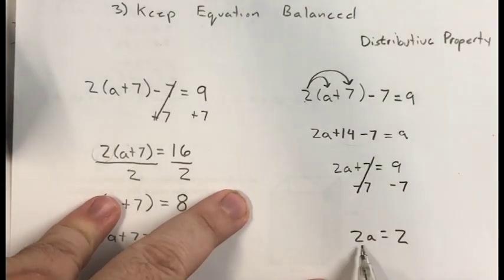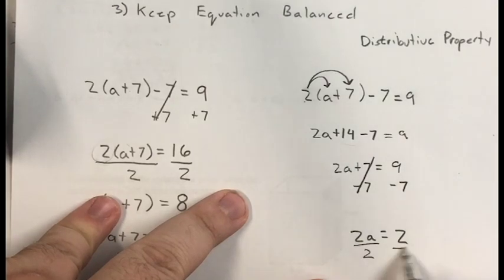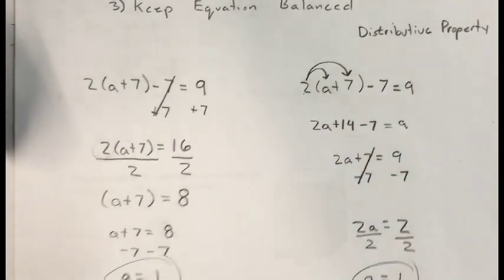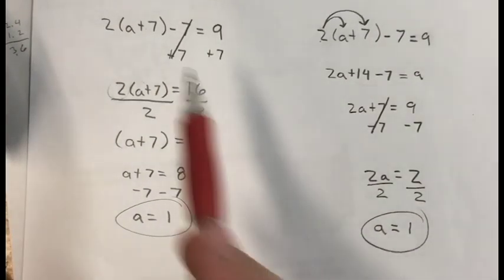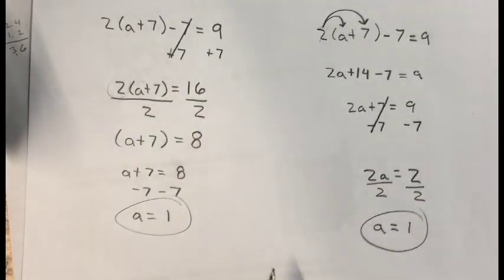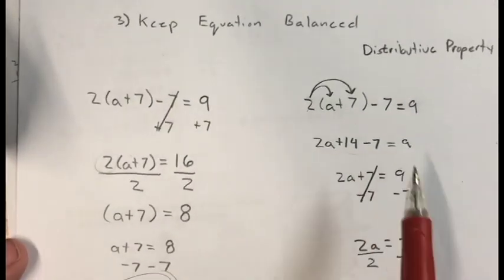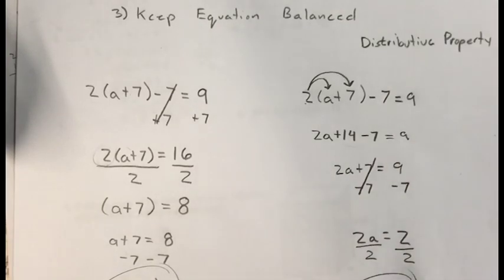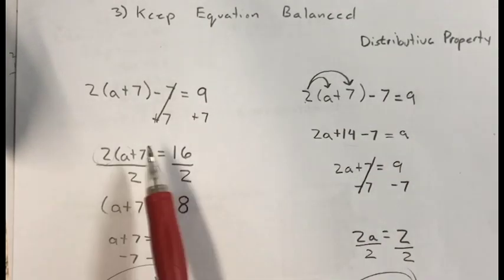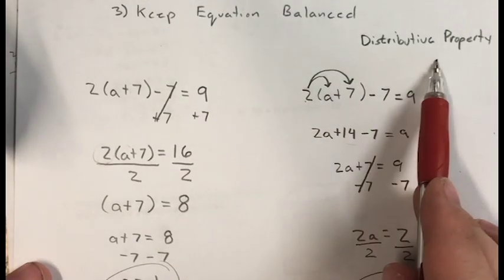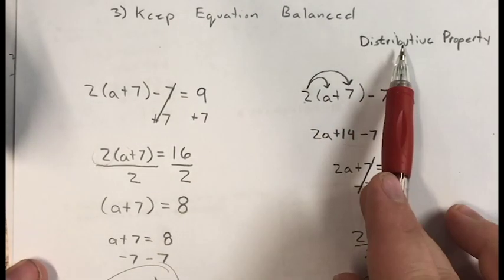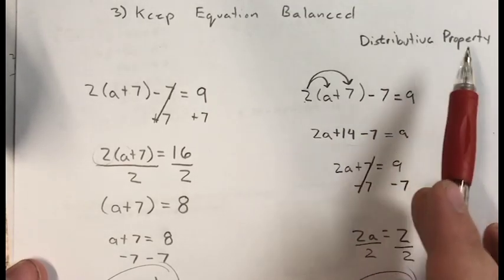Then I notice I'm still following SADMEP. I can get rid of this 2 by division. And I get A is equal to 1. And it's the same thing. Two different approaches. One, I use SADMEP all the way through. And two is the distributive property. Now, here is the thing. Either way will work, but I want you to get into the habit of using the distributive property. This is something that's going to be very, very useful.